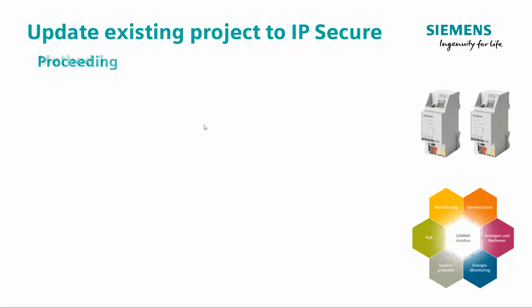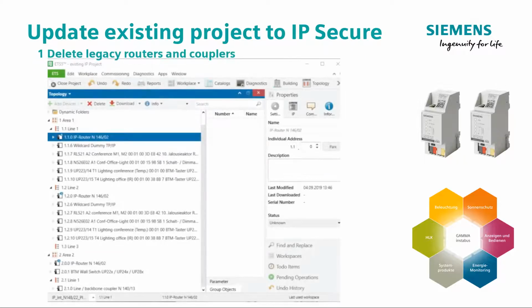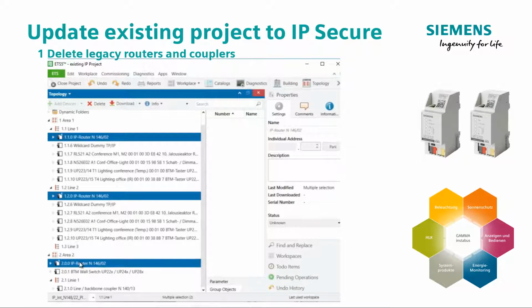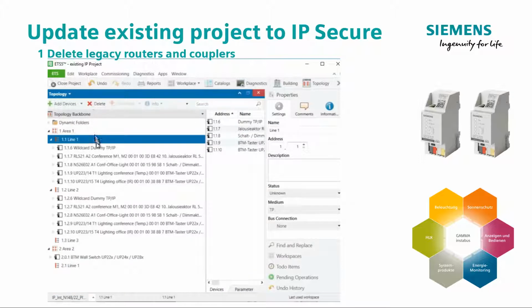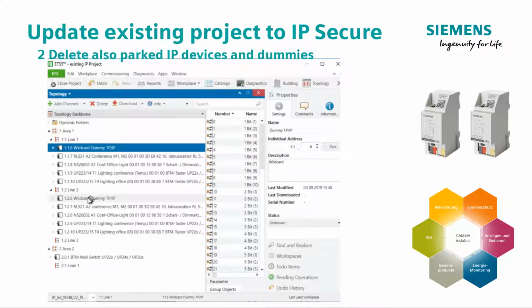How should we proceed now? Well, as always, there are several options. The best would be the following order, which I call Method 1. First, completely delete all old IP routers and line couplers to be replaced in the project. And, of course, also replace them in the real installation.